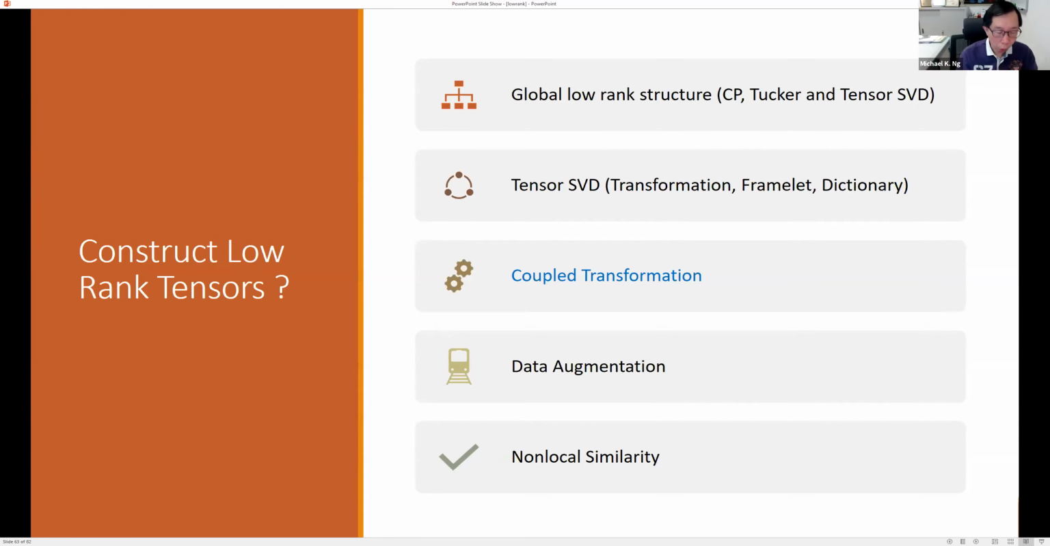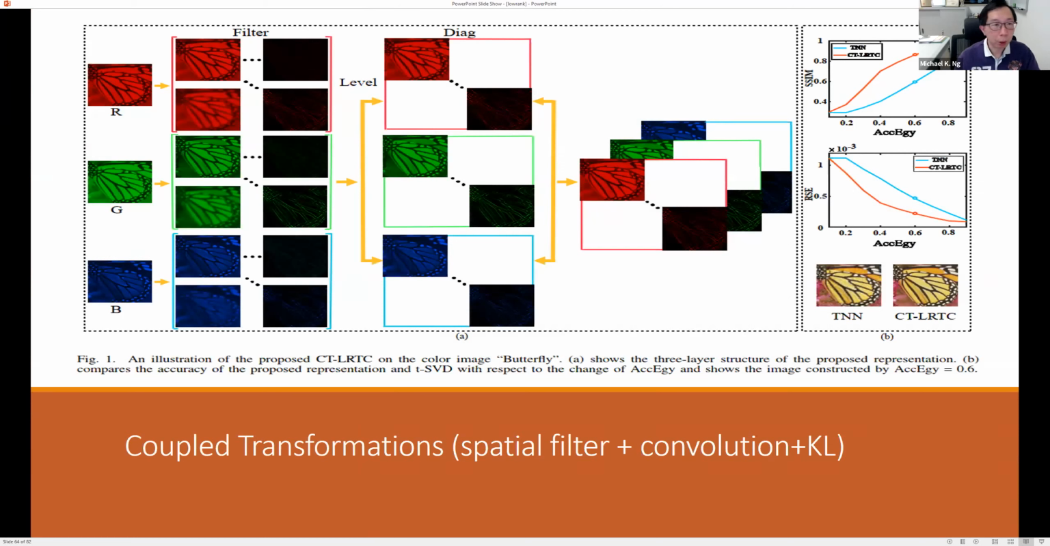So you apply the transformation, framelet, or dictionary on the tubes. But you will ask the question, why do we only focus on the tubes? You can also consider other directions because you have the spatial dimension. So another idea is, why not consider other directions, like the coupled transformation, as we call it. That means you use a spatial filter, say, for example, when you deal with red, green, blue pictures. Then for the red channel, you use a spatial filter to deal with the spatial domain to get the representation. And after that, you further use the convolution, maybe the wavelet or maybe even framelet or others, to further decompose the data. The convolution plus KL transformation is basically the tensor SVD, depending on the transformation or the framelet you use.